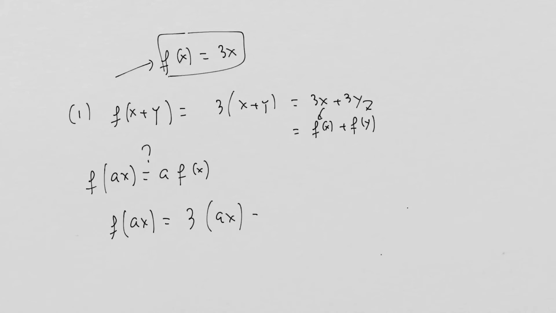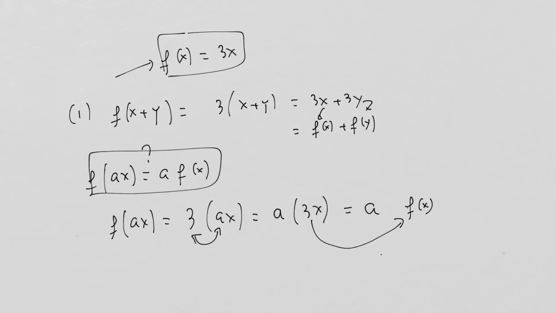Now, since multiplication is commutative, I can permute a and 3. Permute means each one takes the other's position. So a takes the place of 3 and 3 takes the place of a. I have the right to do that. And that is a times f of x. So I succeeded in proving the second piece. I succeeded in proving the first piece.